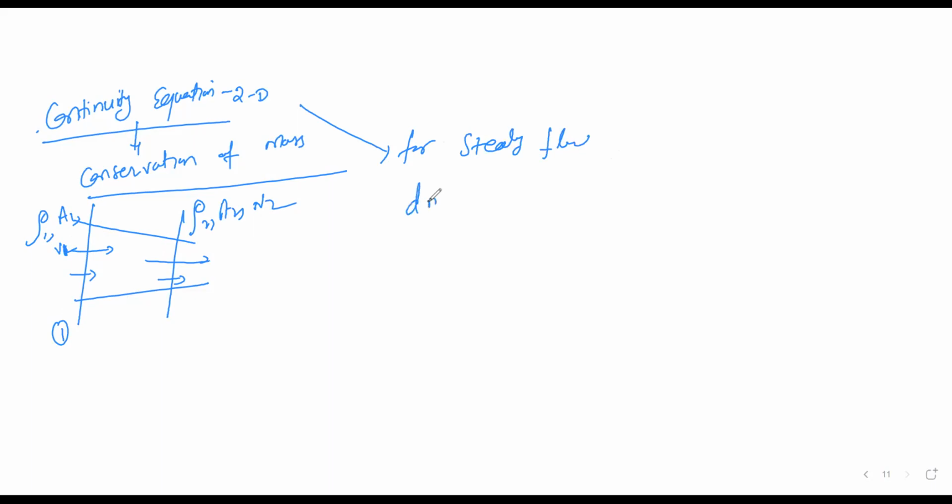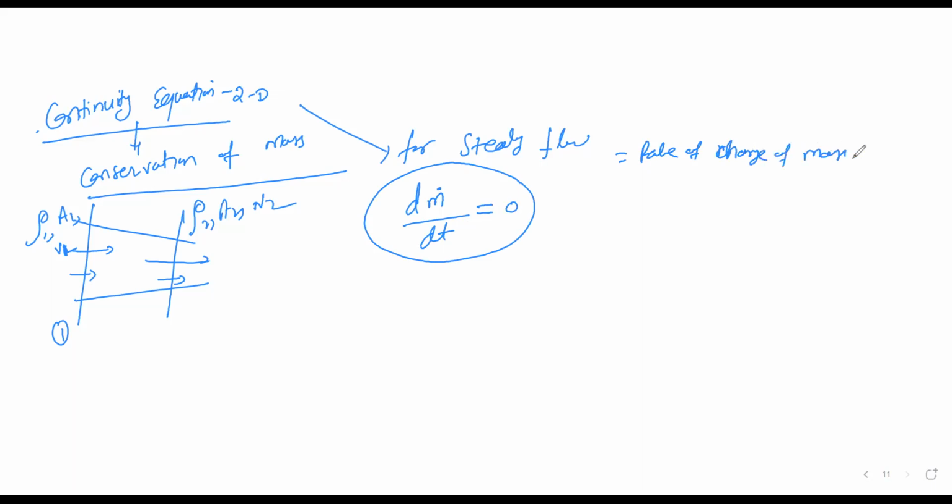So continuity equation says that for a steady flow, the rate of change of mass flow rate with respect to time must be equal to 0. And the mass flow rate is represented by m dot, and it is given as rho into v.